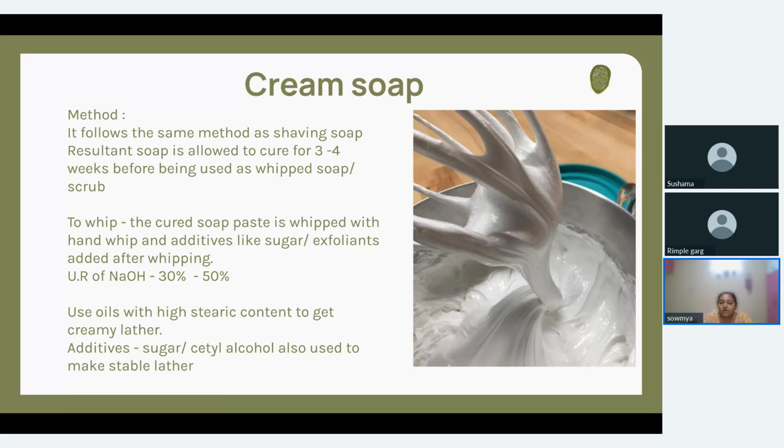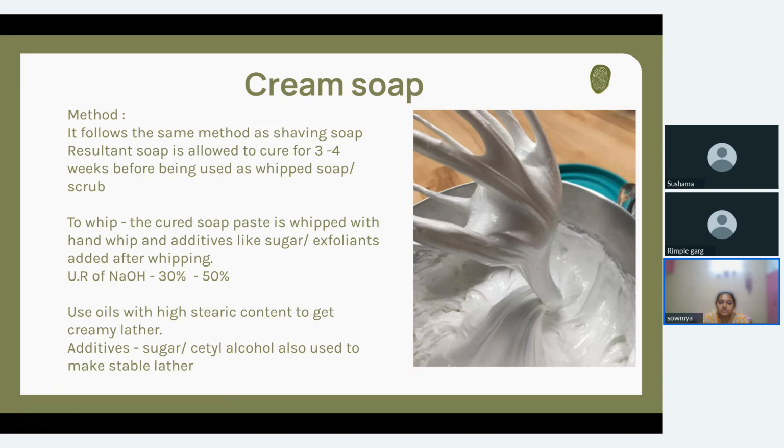Because it has introduced a lot of air in it, it will look very creamy, just like how you make your frosting for the cake. Like that it will look. And then once it is whipped well, either you can pipe it like that, or you can add your additives like sugar and exfoliants. So here in cream soap also, the sodium hydroxide we are using is 30 to 50 percent, just like our shaving soap.